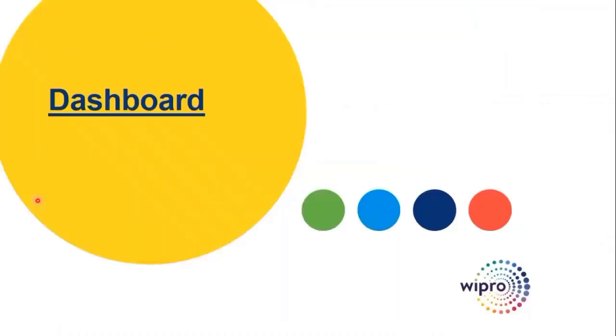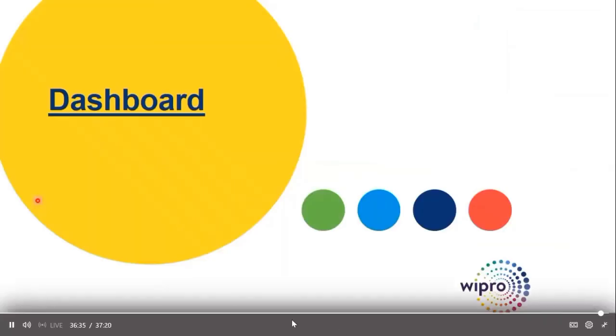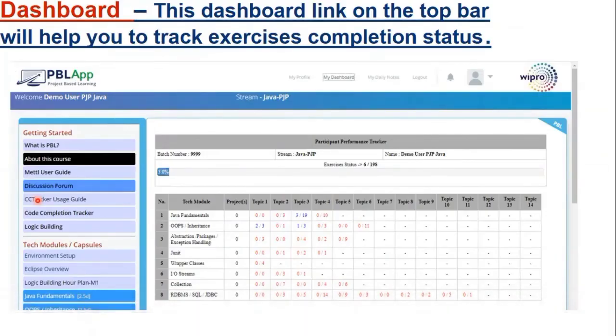The last part of it is the dashboard. On your PBL app portal, on the top, you have a menu wherein you can click on My Dashboard, which will help you understand where you stand, how many submissions have been made, and what your progress percentage is. That will help you to track where you are. Right, so these are various elements which are available to you as part of your learning journey in this PBL app portal. So that comes to the end of this presentation.